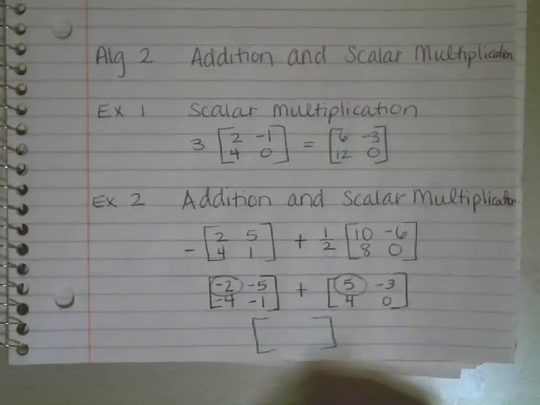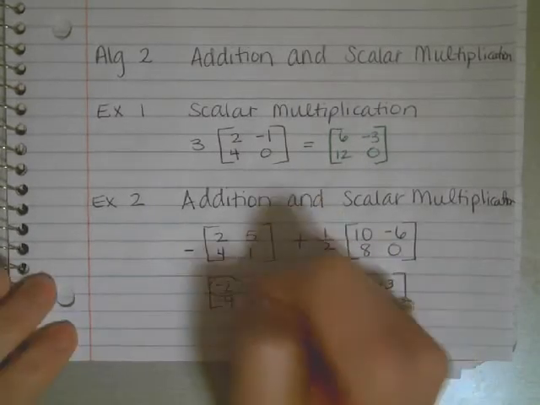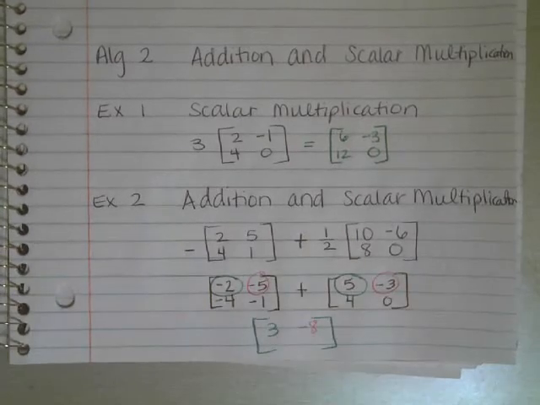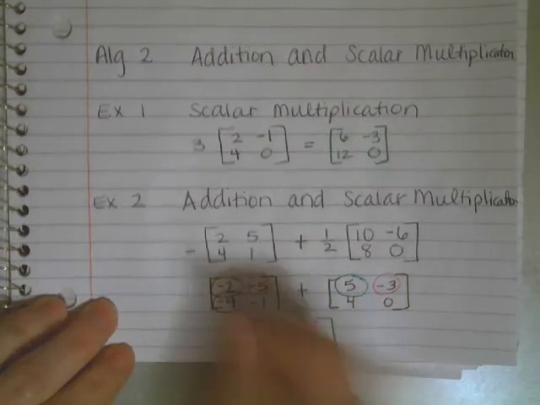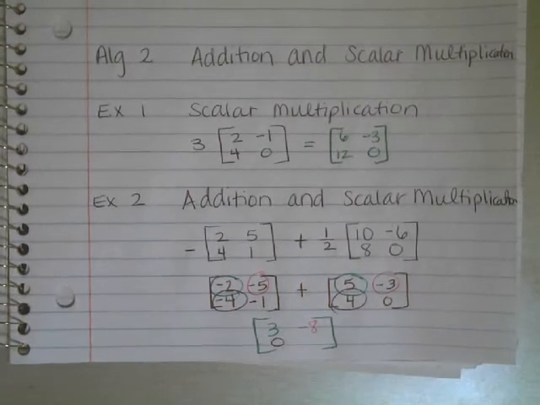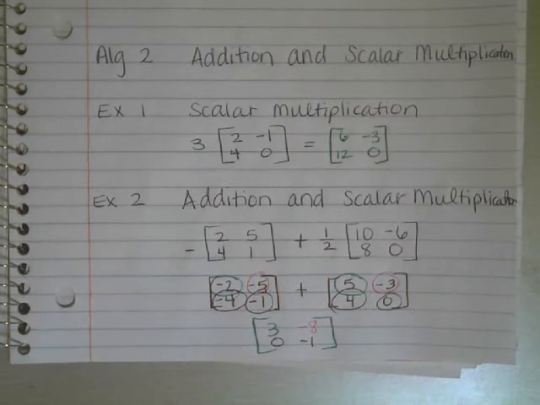So -2 plus 5, I get a 3. -5 plus a -3, I get -8. -4 plus 4, I get a 0. And then last, -1 plus 0, I get -1.